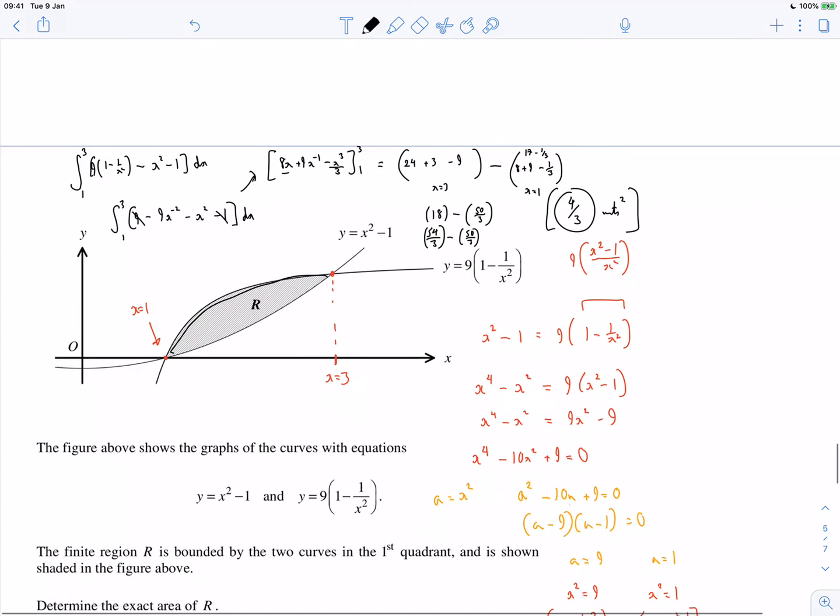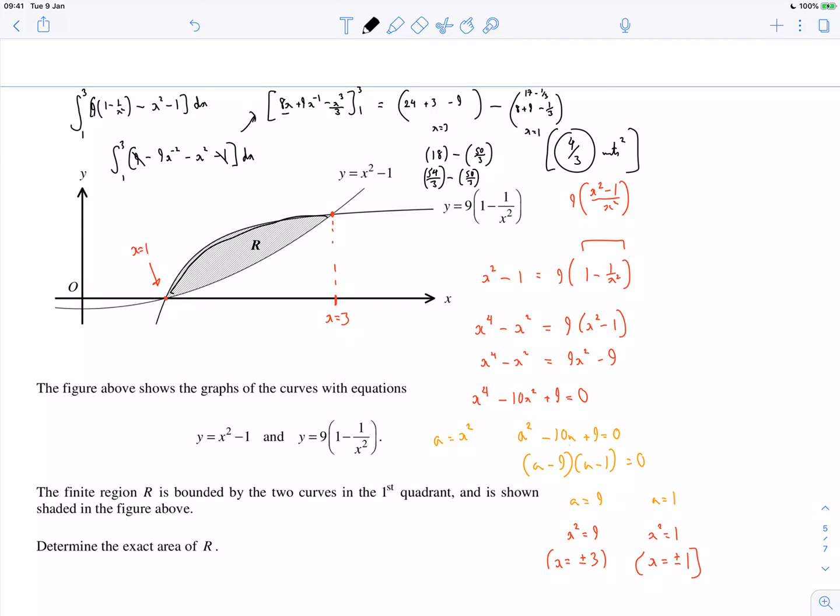Yeah, tricky. Your calculator can integrate those things for you, I'm sure. But that's how you do it without a calculator.